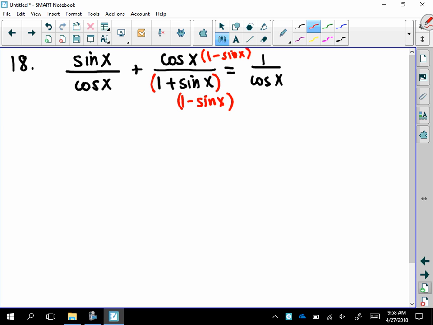Okay, so what I did was I got them to have the same denominator, so I multiplied that by sine. Yeah, that's fine. Is that okay? That's fine. It's still fine, as long as I get you there.